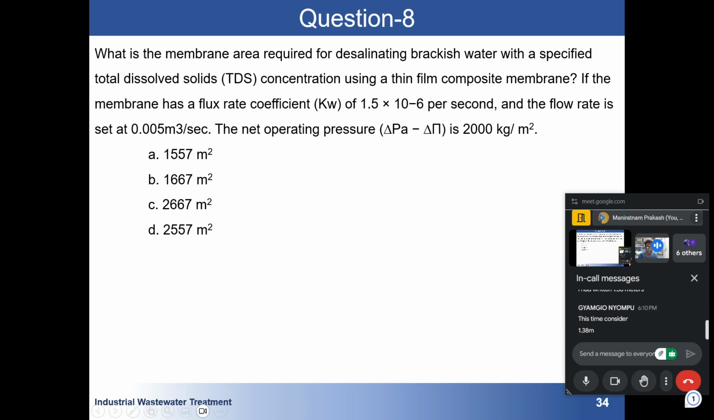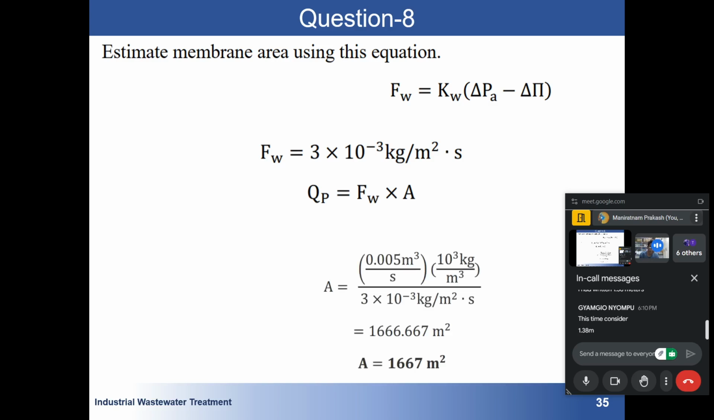Again here, see, they have given the unit as meter cube per second. But you know that for the formula we require the unit in kg per second. So you have to convert this meter cube per second by multiplying with density. See here, they have multiplied by density, that is 10 to the power 3 kg per meter cube. So don't get confused.